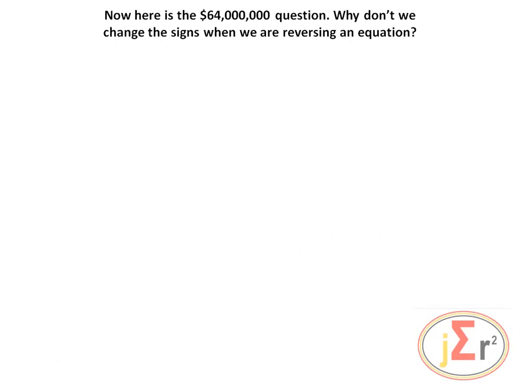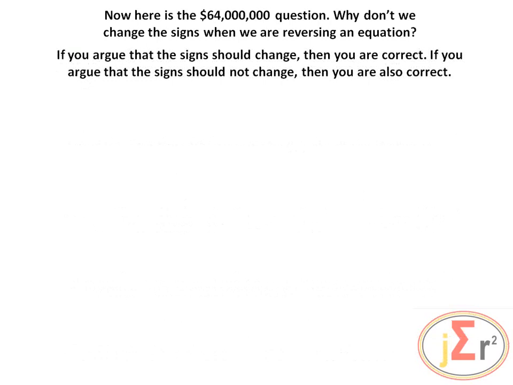Now here is the $64 million question. Why don't we change the signs when we are reversing an equation? If you argue that the signs should change, then you are correct. If you argue that the signs should not change, then you are also correct.